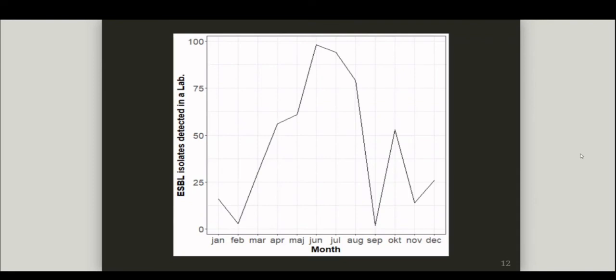So in this particular graph, we can see that we have more cases during the summertime, during the months of June and July. And so we might have to think about why we are getting this kind of information. Is it because there are more cases or the temperature? So we can start to make hypotheses.